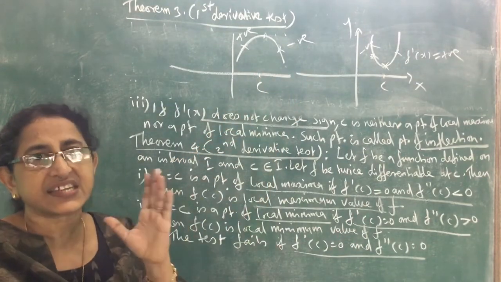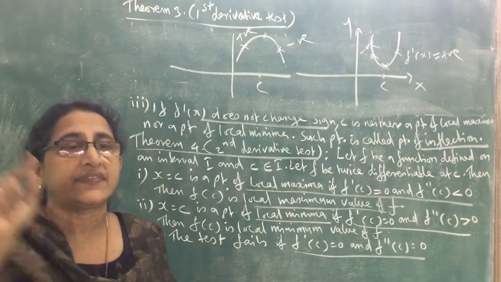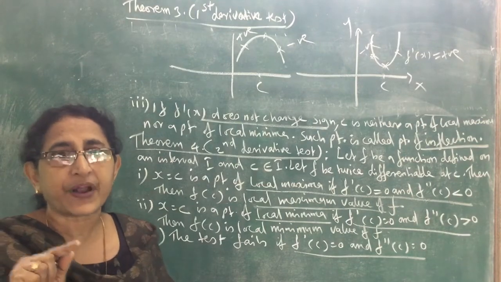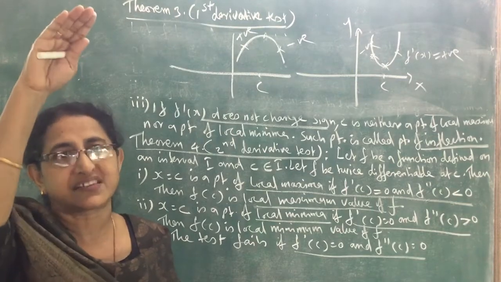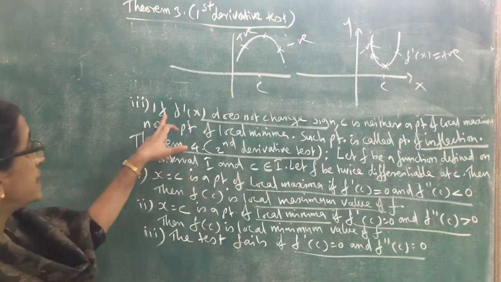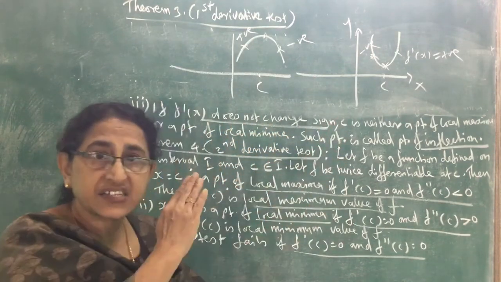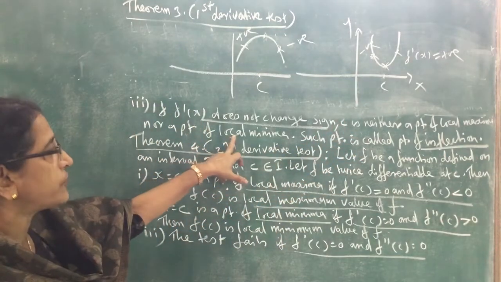When f dash x changes sign from negative to positive, then c is the point of local minima. And if f dash x changes sign from positive to negative, then c is a point of local maxima. Third, if f dash x does not change sign as x increases through c, then c is neither a point of local maxima nor a point of local minima.